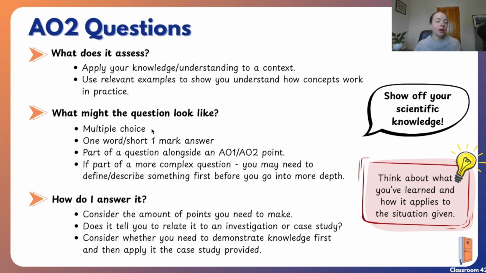So again, you might get multiple choice questions or even some one word short 1 mark answers. And often will be a part of an AO1 point alongside this AO2 point. And if it's part of a more complex question, so linking to AO3, you may need to define or describe something first before going into that extra depth.